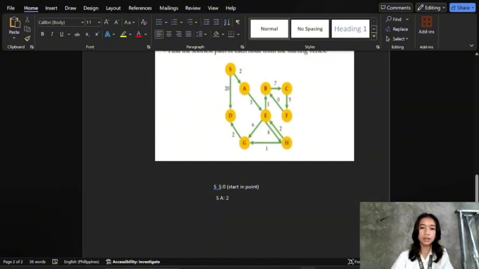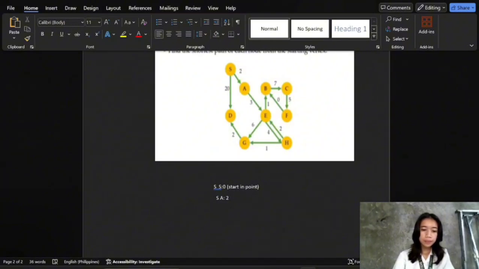Next is SA. First, we need S and X, and next is this S and A. So the value of S and A is 2. Next is S and E. Yes, S and E, because we are done with A, so this arrow points to E.